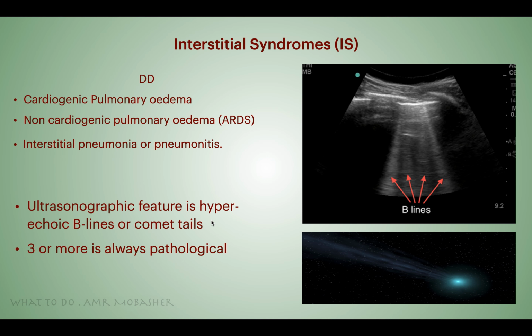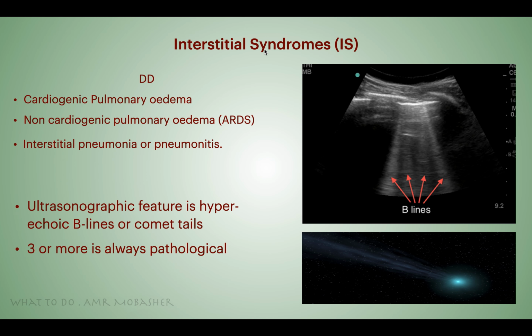Now, interstitial syndromes. Any water overload in the interstitial compartment is responsible for what's called interstitial syndrome. So the differential diagnosis here is cardiogenic pulmonary edema, the classic one, and non-cardiogenic pulmonary edema, which is ARDS, and interstitial pneumonia or pneumonitis. All of them can cause this interstitial syndrome, water overload or water leakage in the interstitial compartment, whatever.